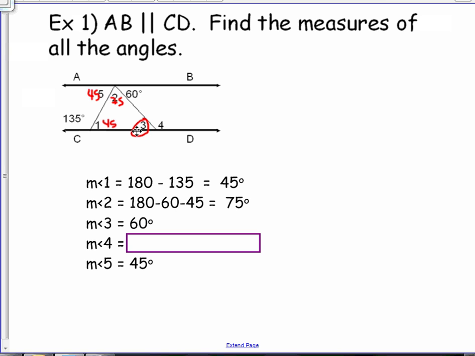Okay, now with angle 4, I can either take 180 degrees and subtract 60 from it. Otherwise, according to our exterior angle theorem, I can take 75 plus 45, add them together, and it should equal angle 4, which is 120. Okay? All right, so I hope that you understand these two theorems and how to use them to find measures of different angles.